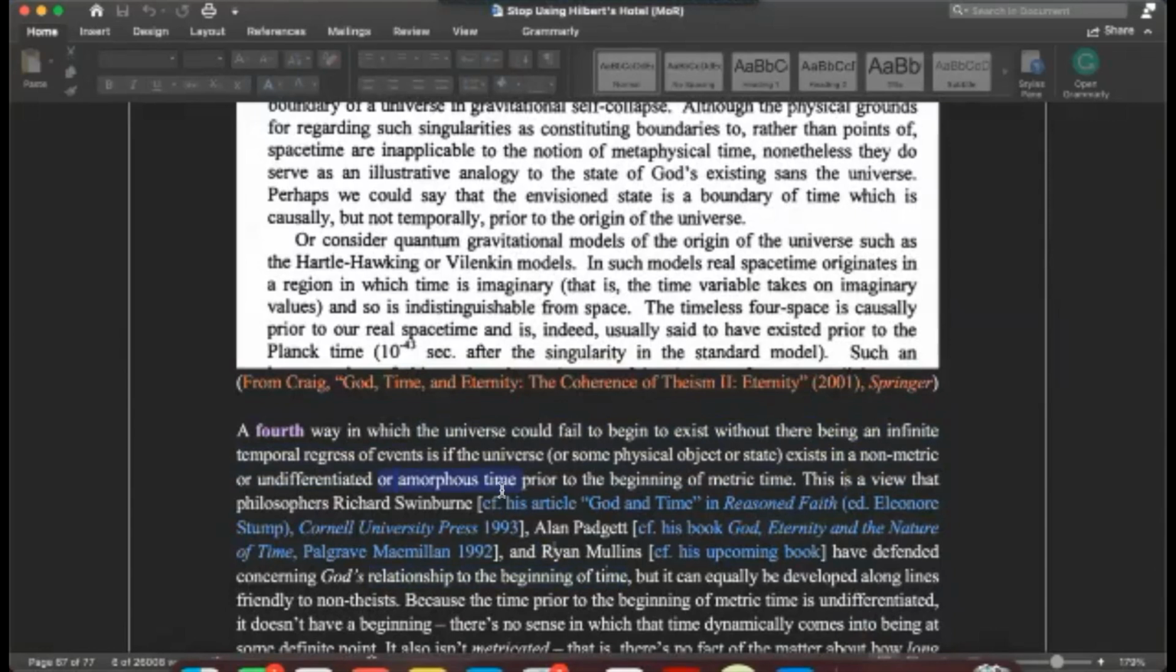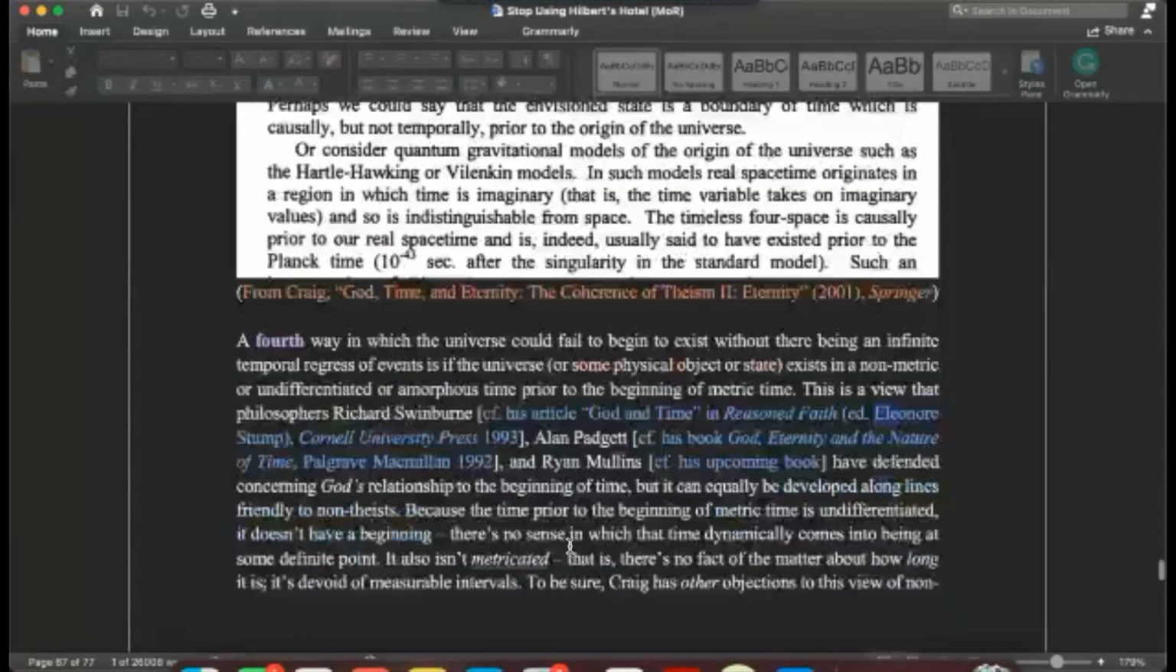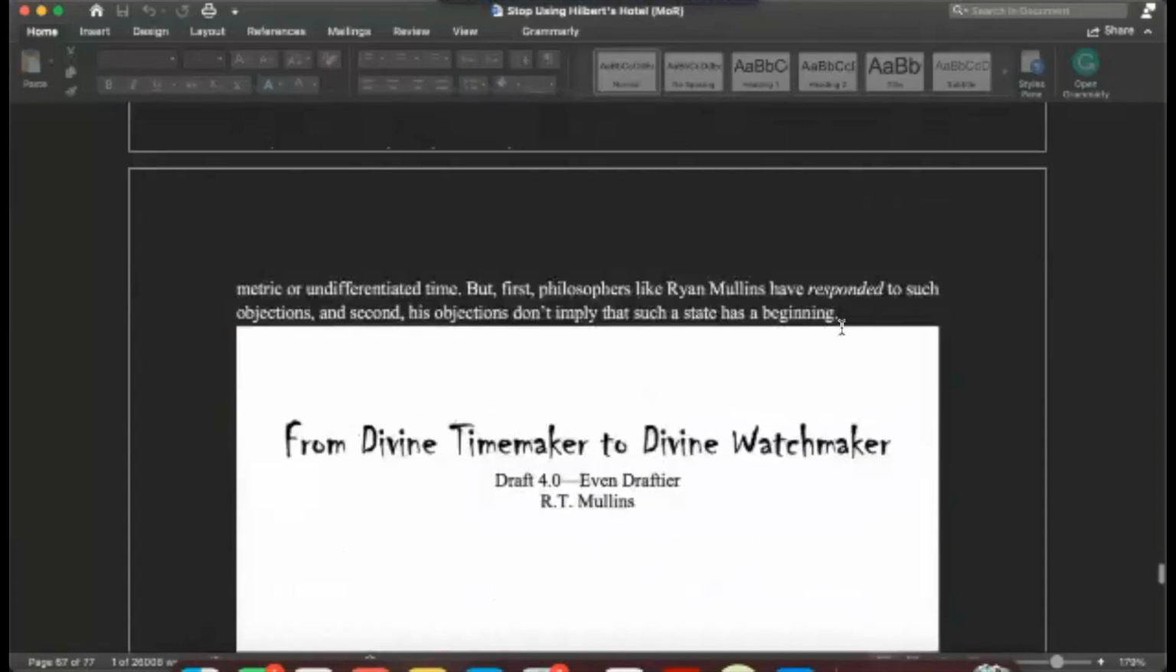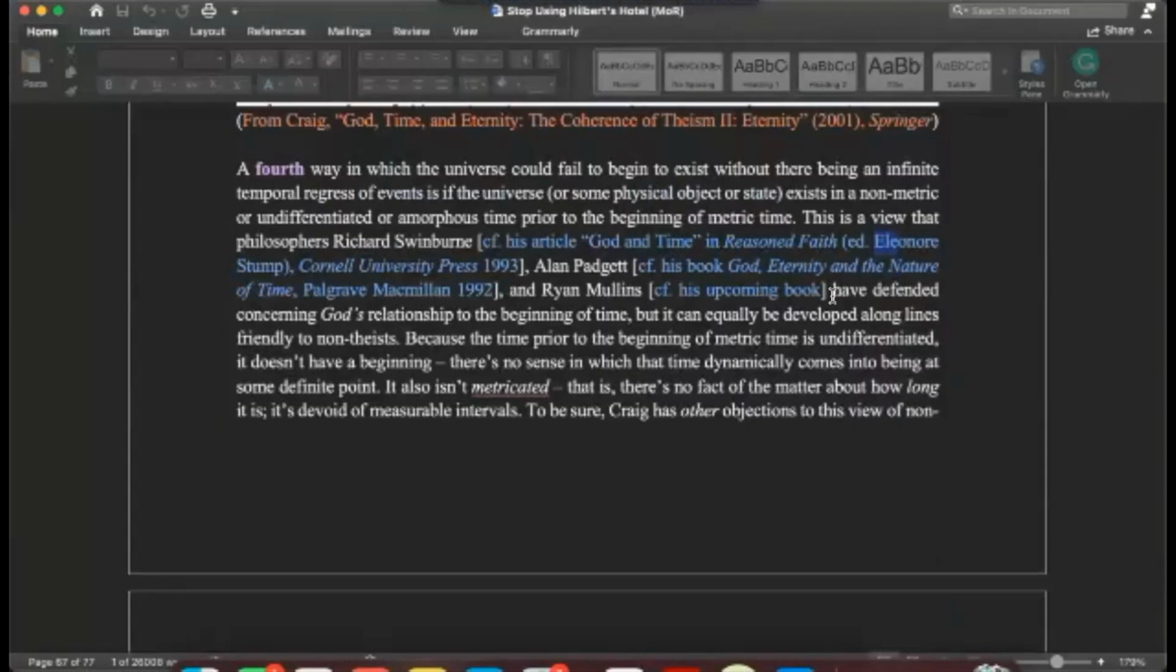And so the articles that I'm talking about that you can see, so for Richard Swinburne, you can see his article God and Time in Reasoned Faith, which Eleanor Stump edited. It's published in 1993 with Cornell University Press. Alan Padgett, he has a book, God, Eternity, and the Nature of Time, published with Palgrave Macmillan in 1992. And then Ryan Mullins, the book that I'm talking about is his upcoming book, From Divine Time Maker to Divine Watchmaker. So again, these are views that lots of philosophers have defended concerning God's relationship to the beginning of time, but they can equally be developed along lines friendly to non-theists.